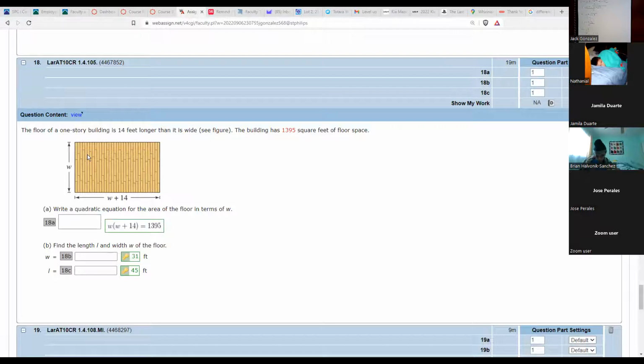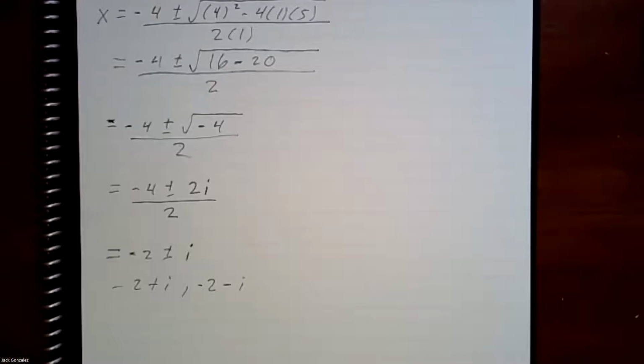Let's see. A floor of a 1-story building is 14 feet longer than its width. The building has 1395 square feet. It's nice enough they gave us the picture. Cool. Usually you don't get anything, but this will make it super easy. So all you have to do is this here. Let me draw the picture on the paper. That way we can scan this.